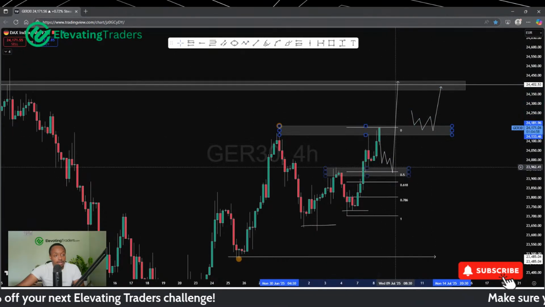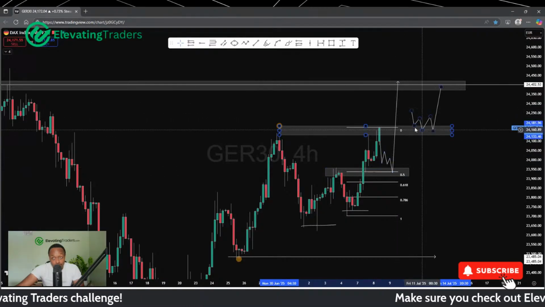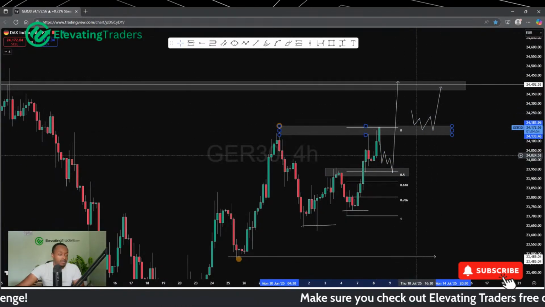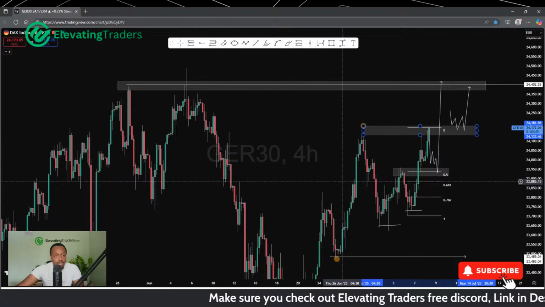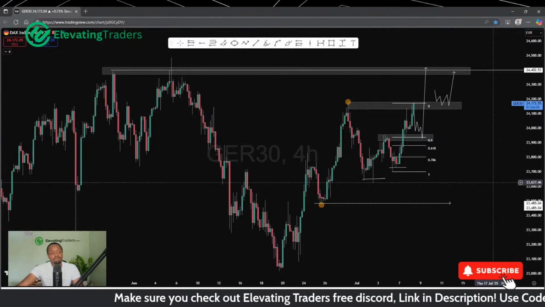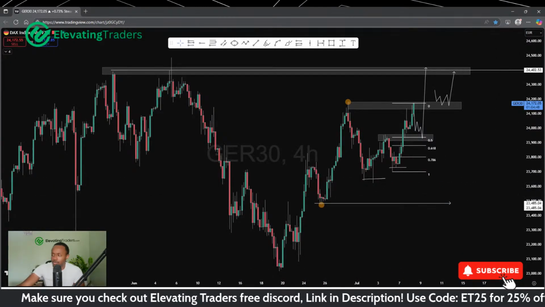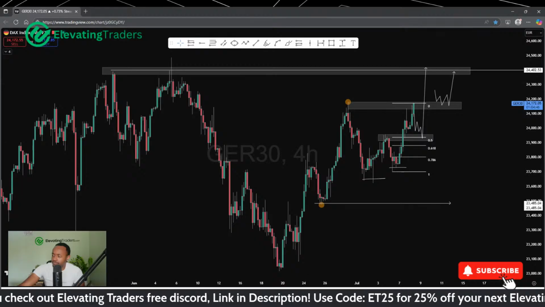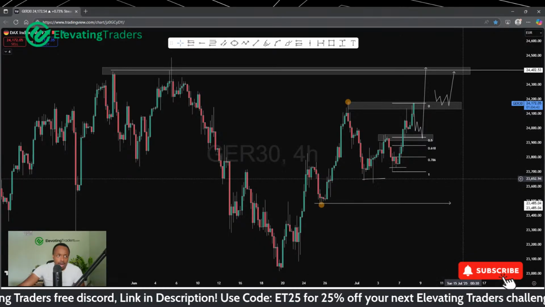Maybe we don't get the bigger pullback here, but maybe we do get a break and retest of this level, and that could be a smart buy. And of course, targets back into the all-time high. But yeah, the DAX very, very bullish to me. So direction, I'd say very, very bullish.